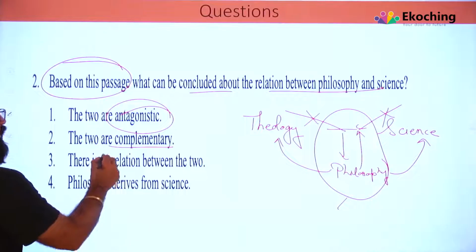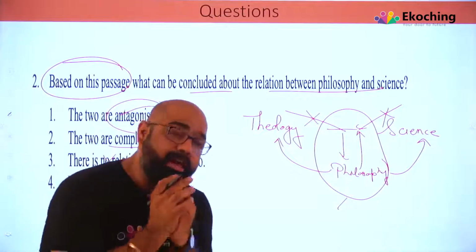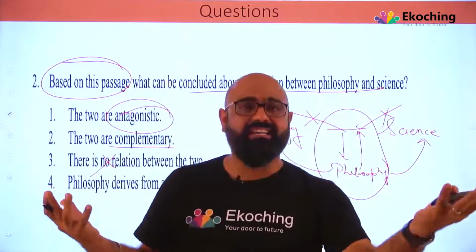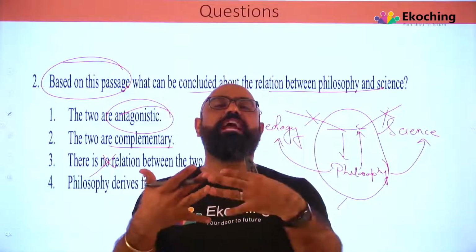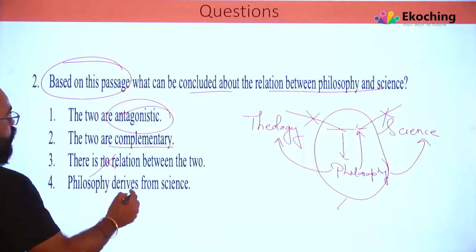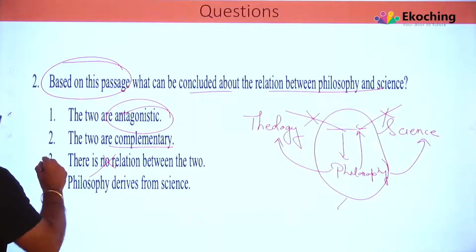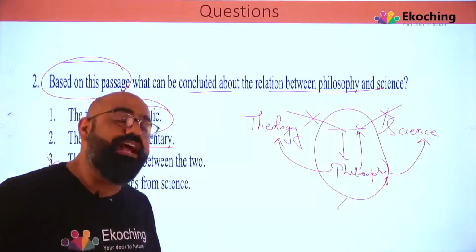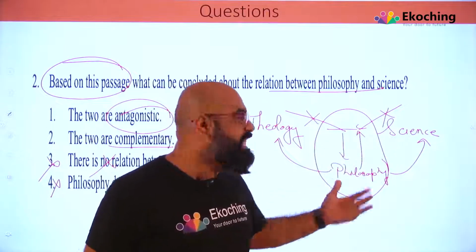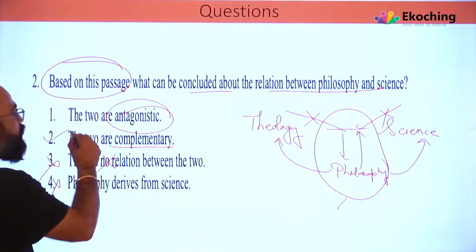Can we answer? Let's see. Okay, there is no relation. No, the author has clearly told us that on one side it is this, on the other side it is this, and philosophy is trying to bridge that gap, right? Philosophy derives from science? No. Philosophy is trying to explain that gap. It's not deriving from science, it's trying to explain that gap. So I will say the two are complementary.